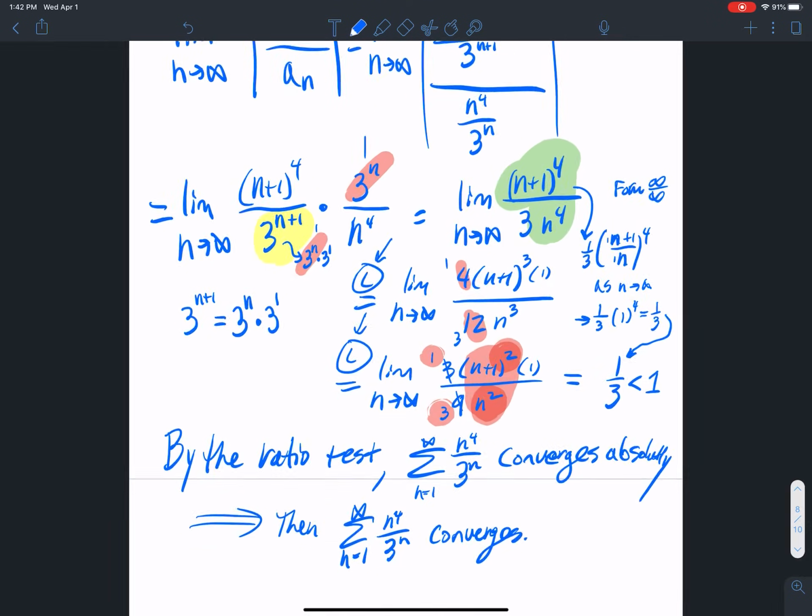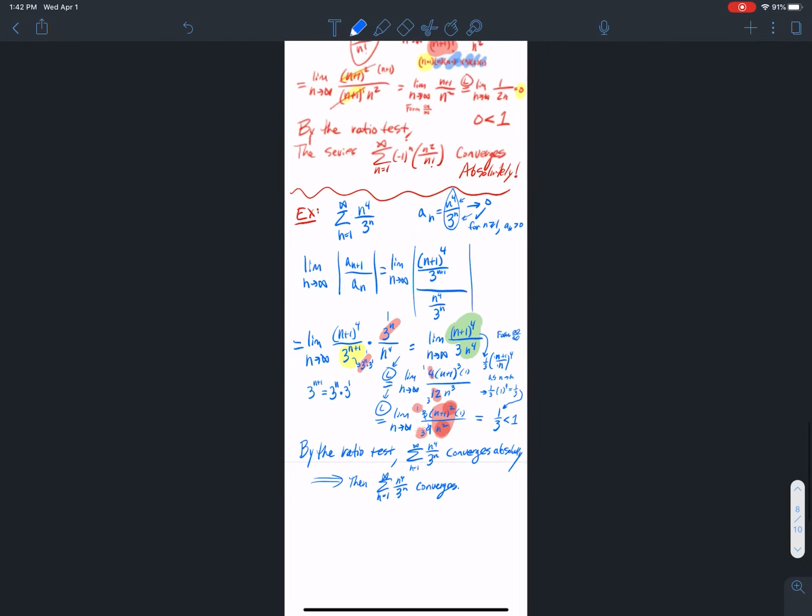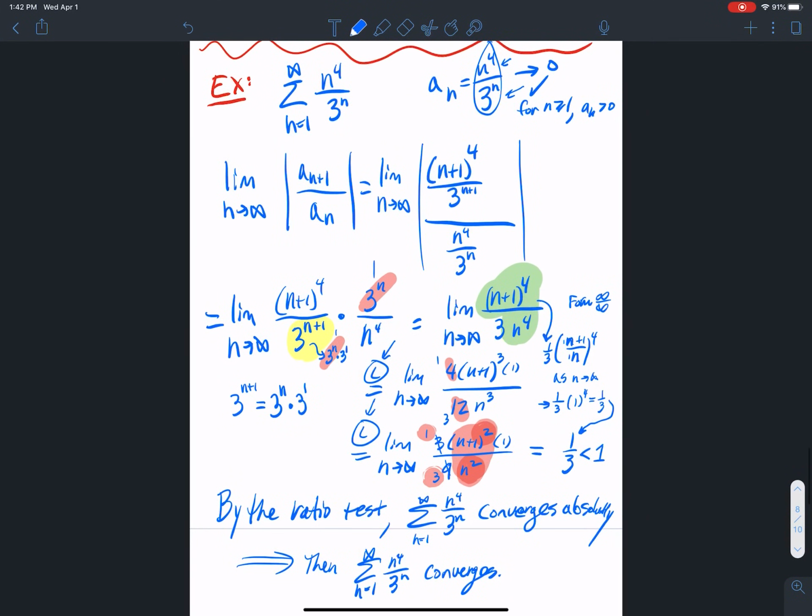All right, guys. So hopefully you can see how useful the ratio test is. We're going to do one more example with the ratio test. It's going to be very important for us going further.